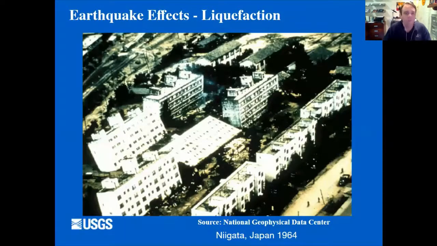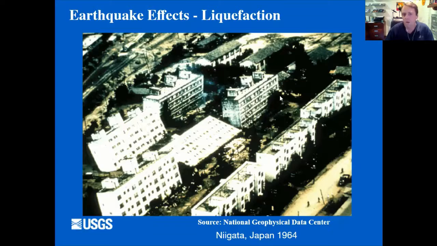So I want to just very briefly show you some of the results of an earthquake, some of the effects. One of them that I alluded to earlier was something called liquefaction. Liquefaction is where the ground can kind of revert to a liquidy type state because of the intense ground shaking. If there's a lot of water content in the soil, the earthquake waves can actually cause it to behave like quicksand. And that's what you see in this picture from an earthquake that happened in Japan in 1964.